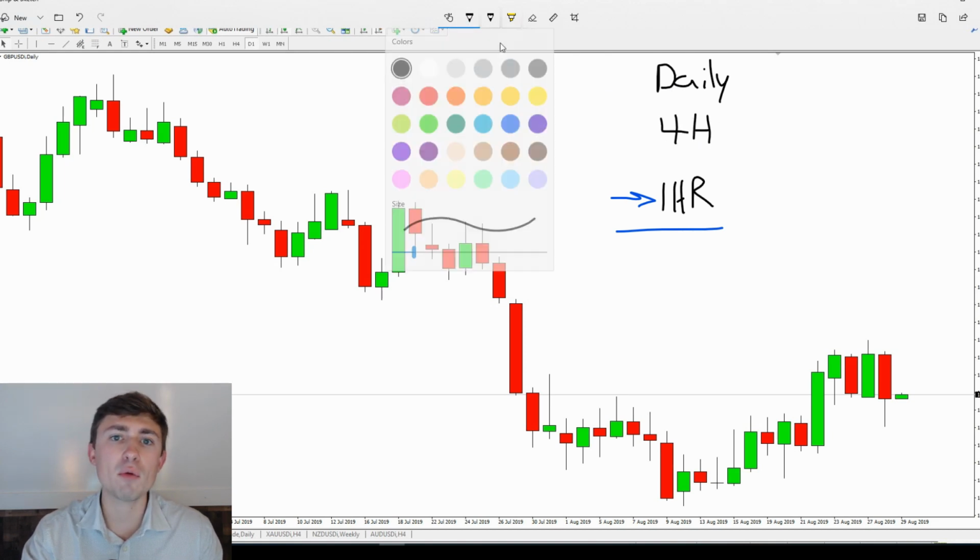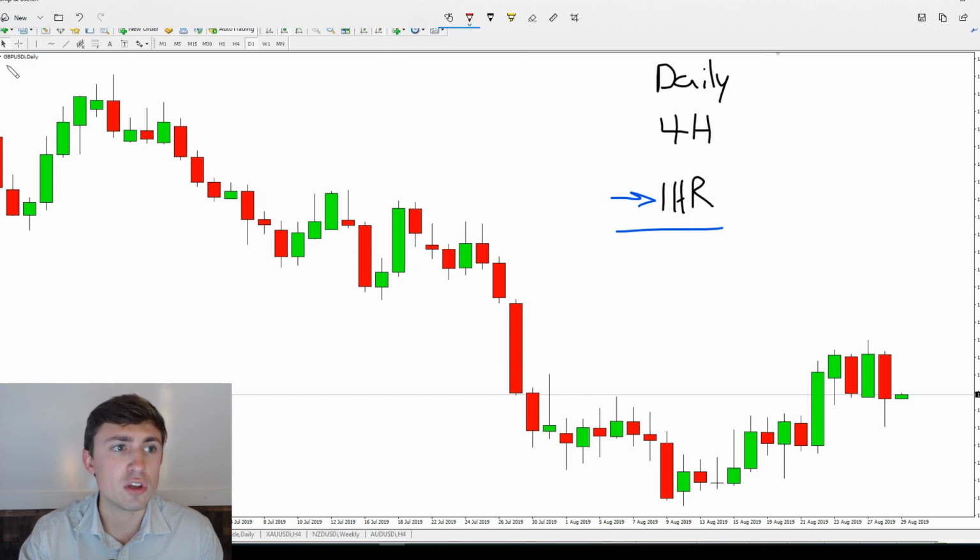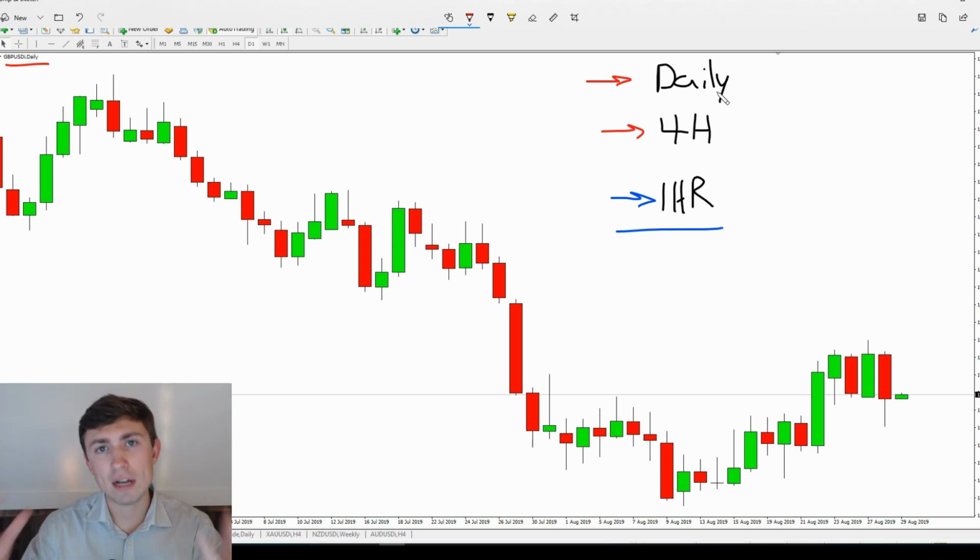Right, so let's say that I want to trade GBP USD. I want to trade it on the 1-hour chart. Again, I want to take a look at that 4-hour chart, and I also want to take a look at that daily chart. This is going to give me a clue of relevant context, of relevant time frames that are going on.